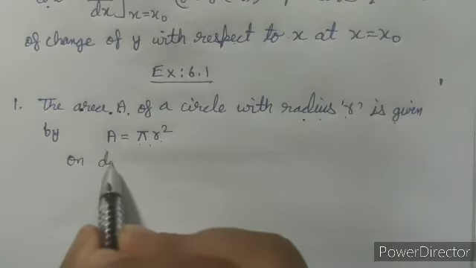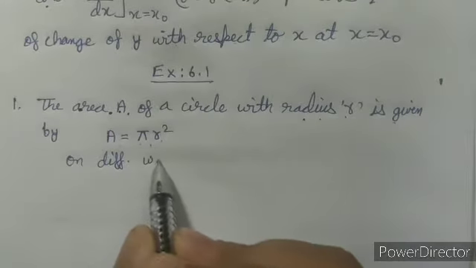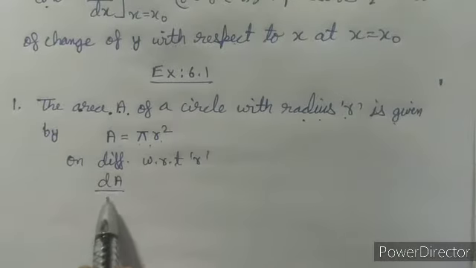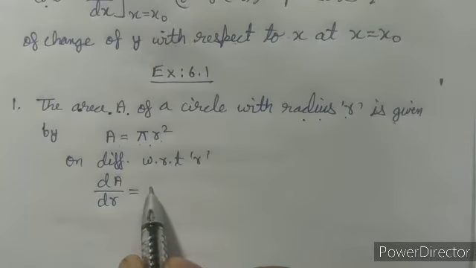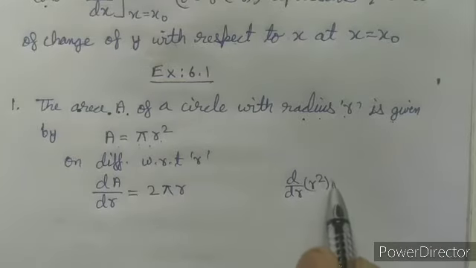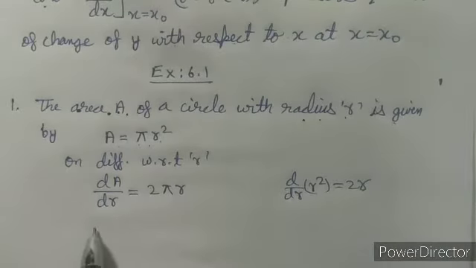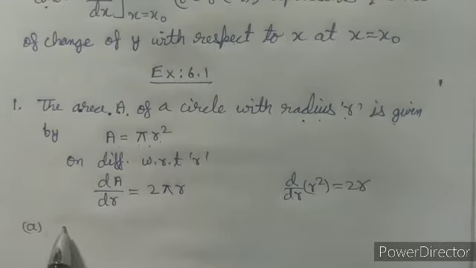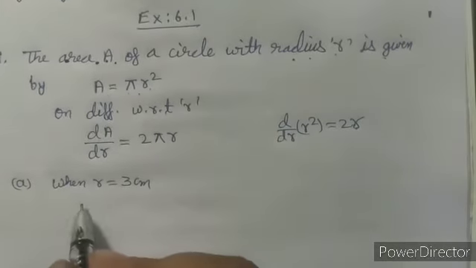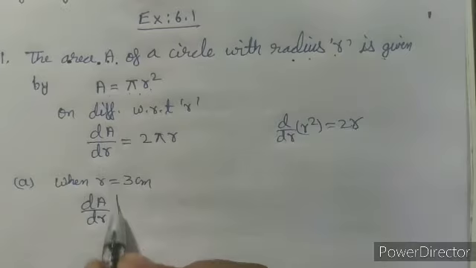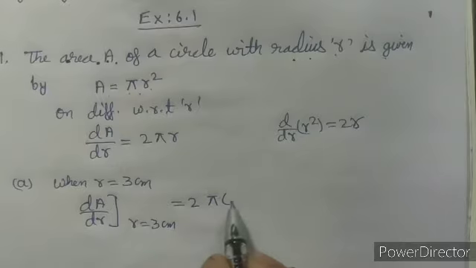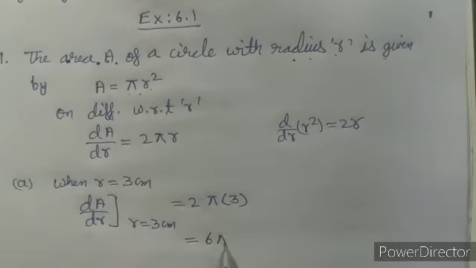So on differentiating both sides with respect to r, we will get dA by dr equal to 2 pi r. Now d by dr of r square will be equal to 2r. Now we have to find it in a part when r equal to 3 centimeter, then dA by dr at r equal to 3 centimeter will be equal to 2 pi into 3, and that will be 6 pi.